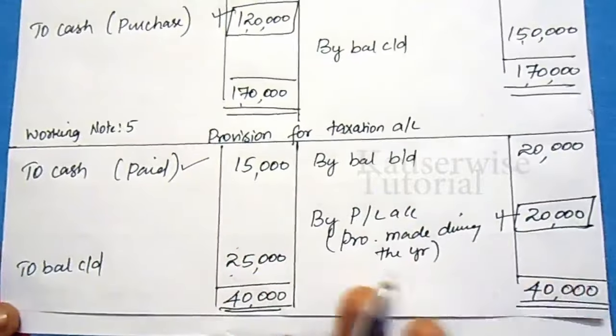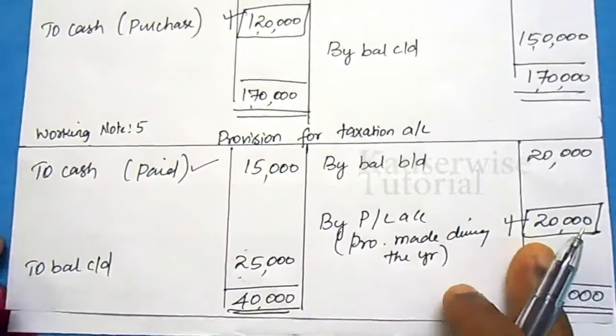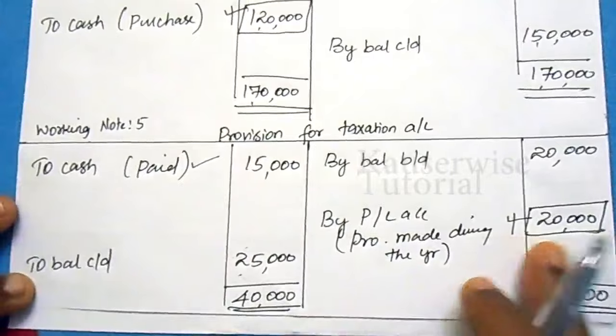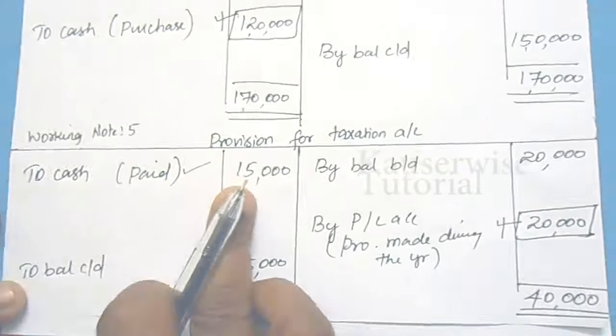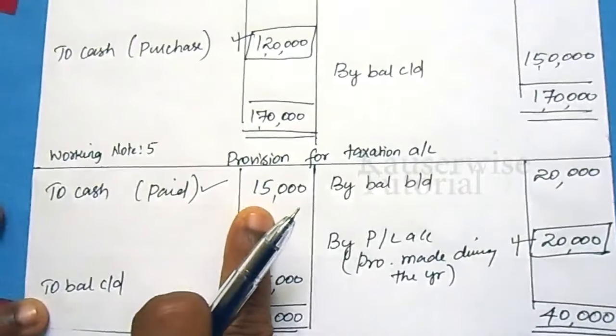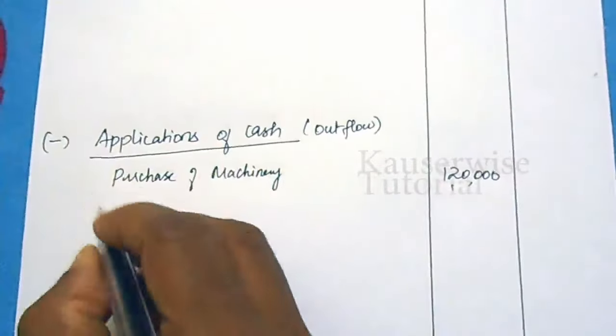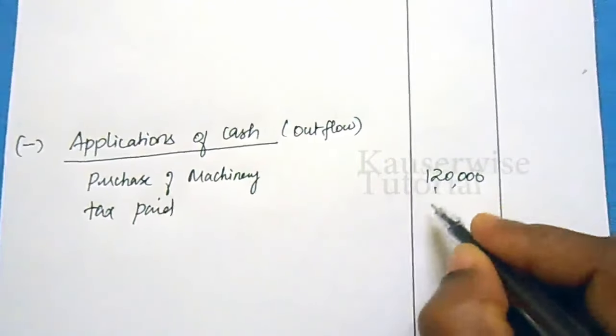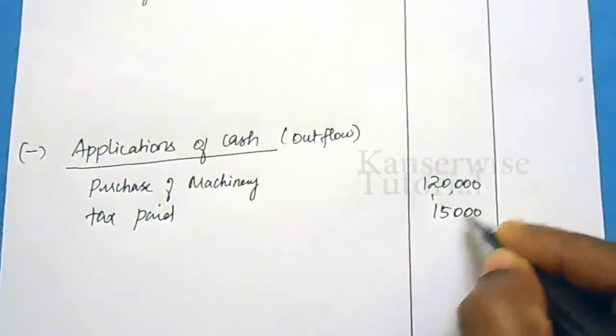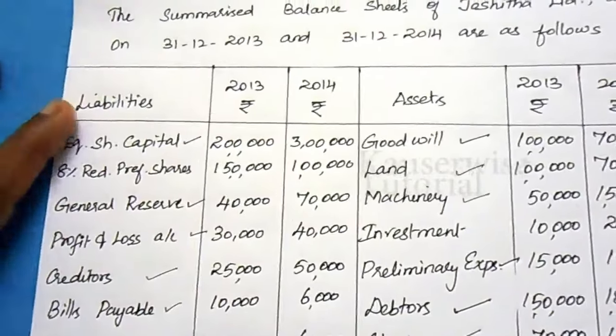Then provision for taxation account. What is the balancing figure? This is the balancing figure. No, this amount we have already entered in the adjusted profit and loss account. Here we have paid 15,000. No, it is also outflow of cash. Application of cash. Tax paid. How much? 15,000.